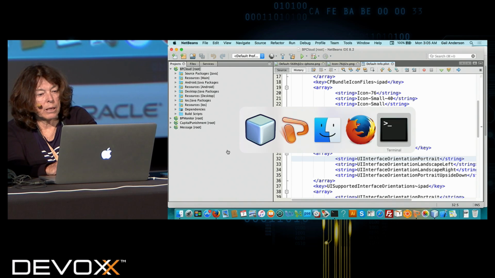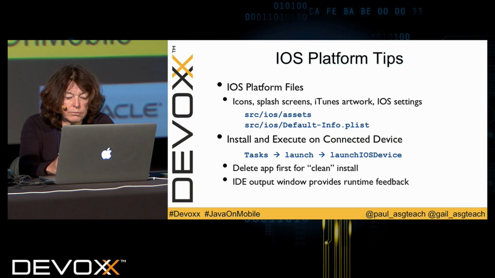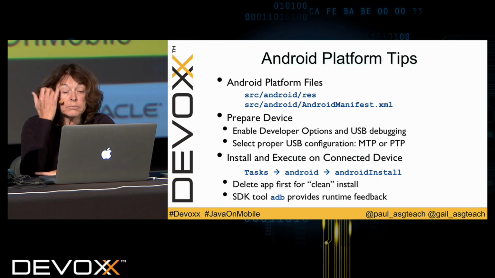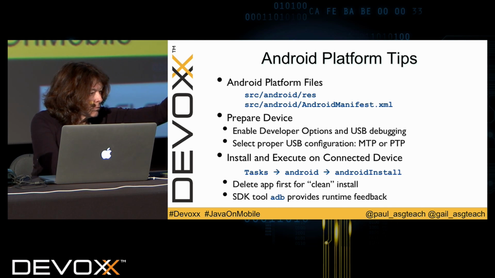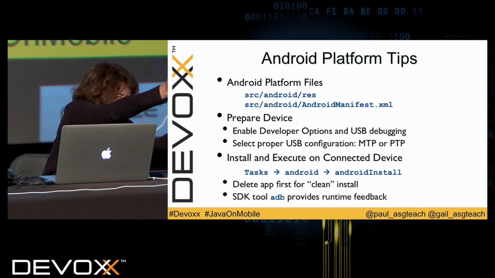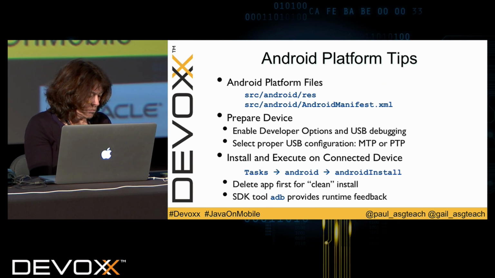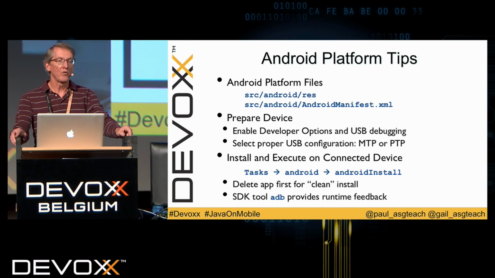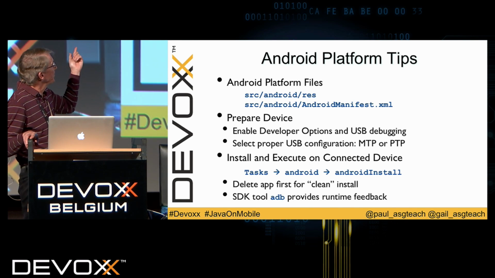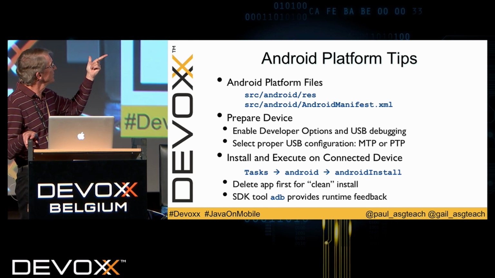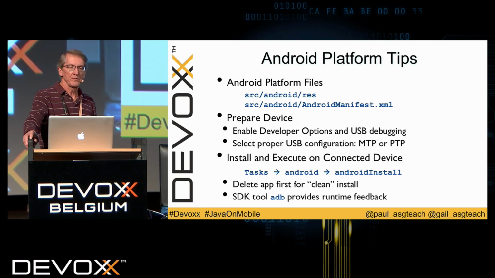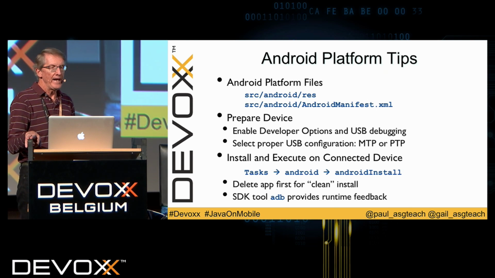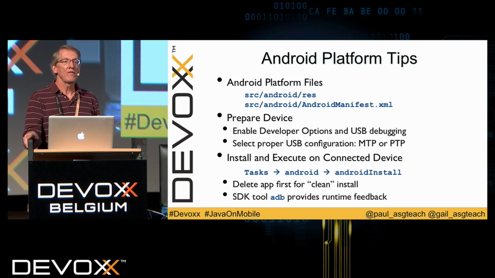Okay, let's go back. When we go to the next slide, we're going to give you some tips on the Android platform. It's the same kind of idea, but there are some platform-specific files that you need to be aware of. Once again, there are these directories, source Android, and there are some things in here that Gail's going to show you now that will be more Android-specific. That would be preparing the device, using the developer options and USB debugging, selecting the proper configuration for USB, and then installing and executing on the device itself.